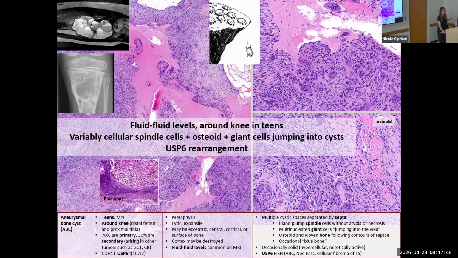USP6 is the driver. Whenever I think about what drivers have in common, other tumors that are USP6 include ABC, nodular fasciitis, some cellular fibromas of tendon sheath, and there's one other one here that's missing, which is myositis ossificans. All right, we'll get to that later.